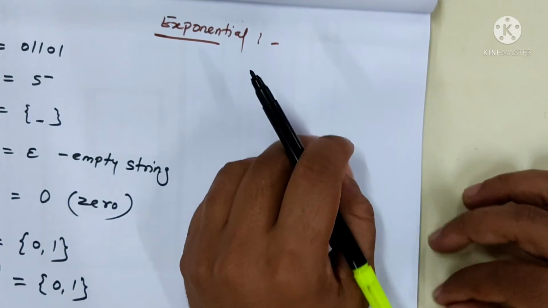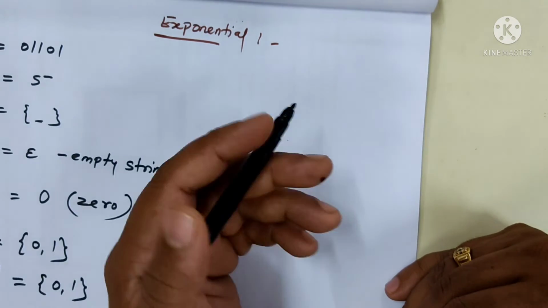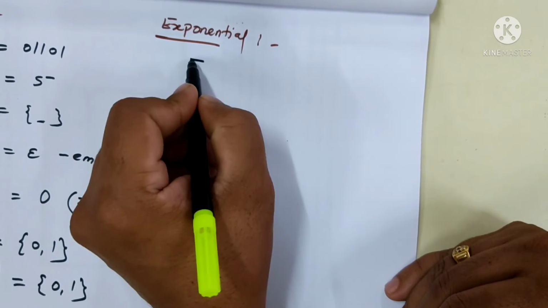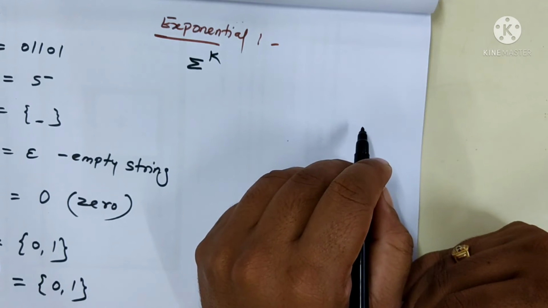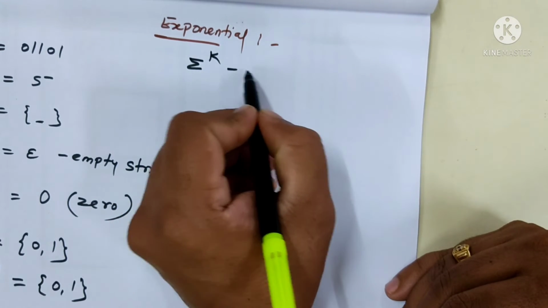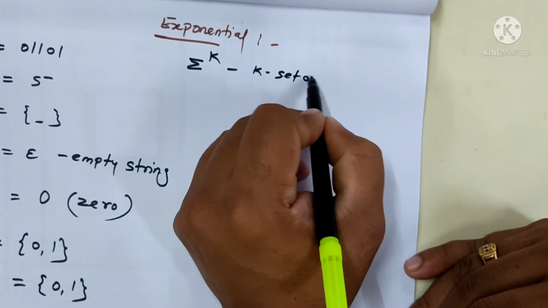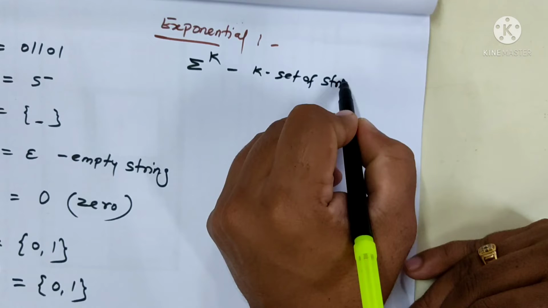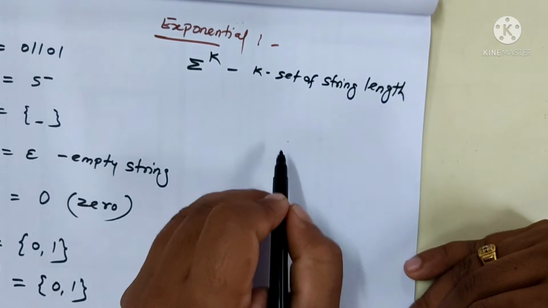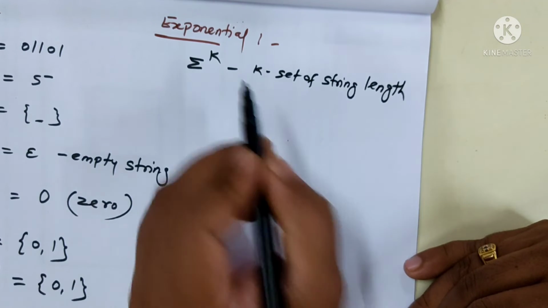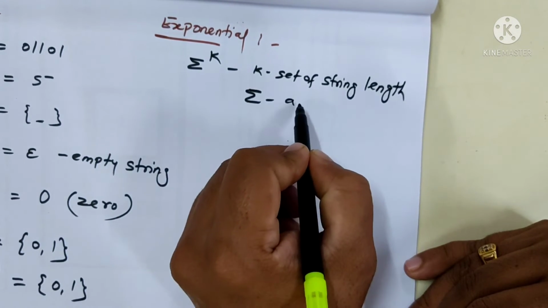Defined as exponential. Now exponential is used to express the set of all strings of a certain length. Suppose sigma^k, where k is nothing but the string length, the set of strings of length k, and sigma is nothing but the alphabet.